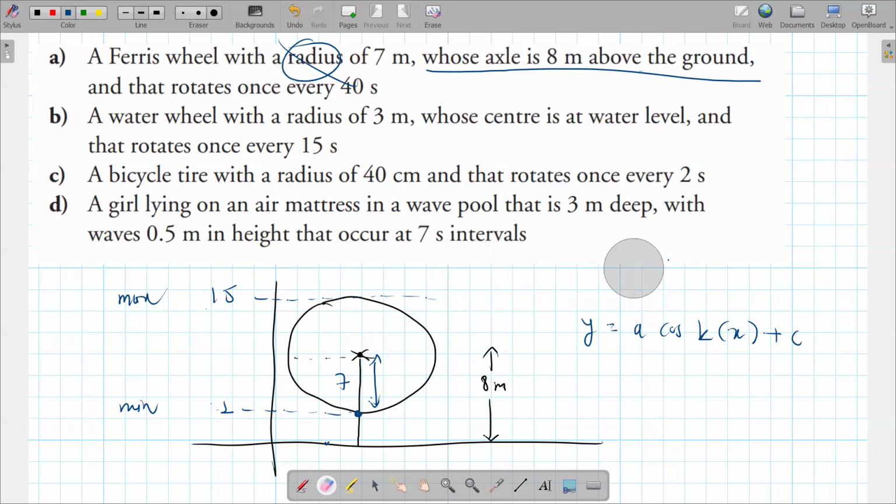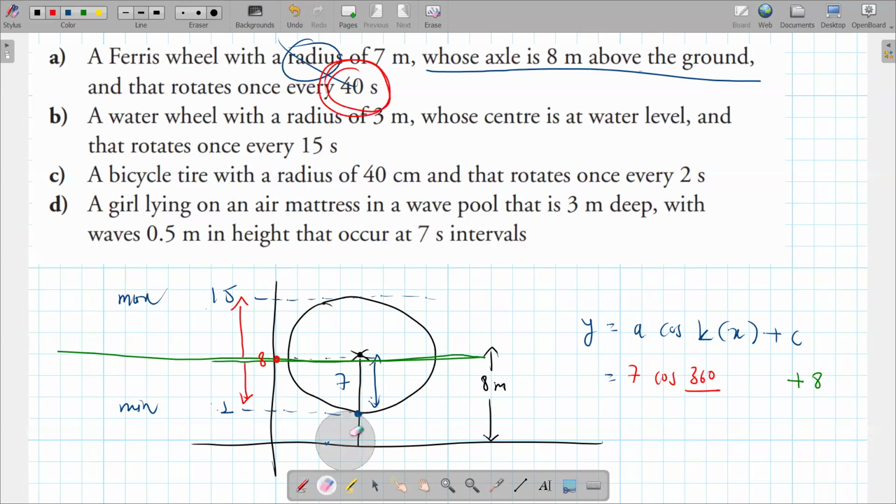It's very simple from here. Your d value is 0 because it's a cosine. C is your midpoint, which is what? 8 meters, right? So your C is 8. What's your A value? 7. A is the distance from your midpoint to the maximum or the minimum. The midpoint right now is at 8. So it's going to be 7 cosine. K is going to be 360 divided by the period. So 360 divided by 40, which is 9x.